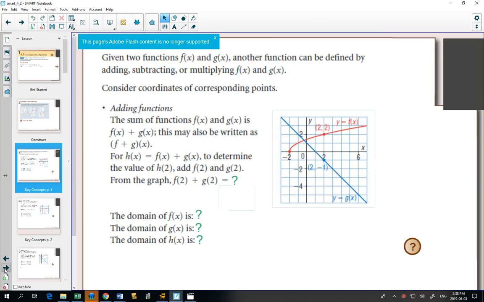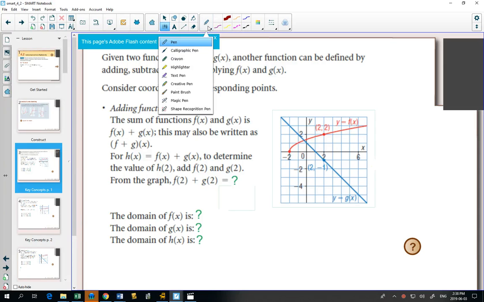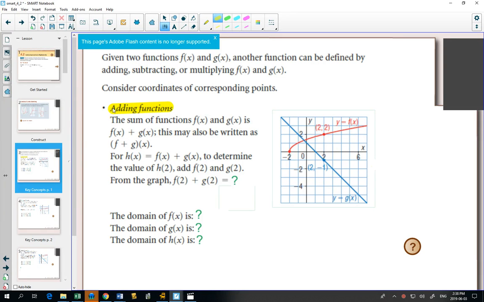We're going to skip this and go right to and highlight the first thing that we looked at, which was adding functions. And it says if you add functions, all you do is add the y values. Okay? Some notation stuff. This is important.